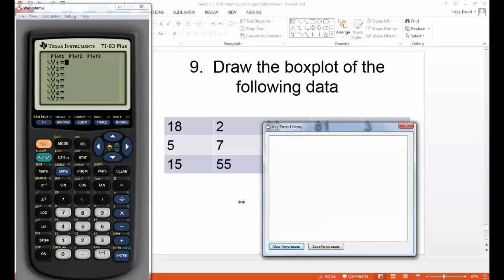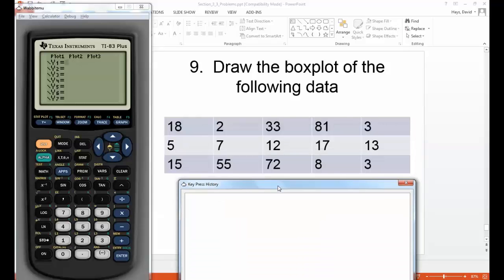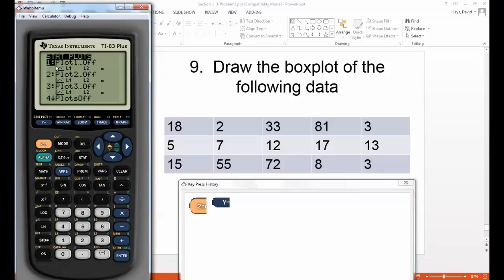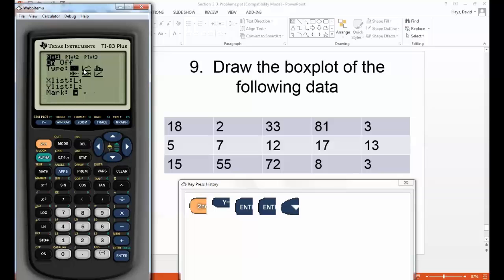So now I'm going to do the second button and then Y equals, and we want to go into Plot 1. So I do enter on Plot 1. And we want to choose On. So my flashing cursor is on the On. I press enter one time. And that changes your highlighting to that.